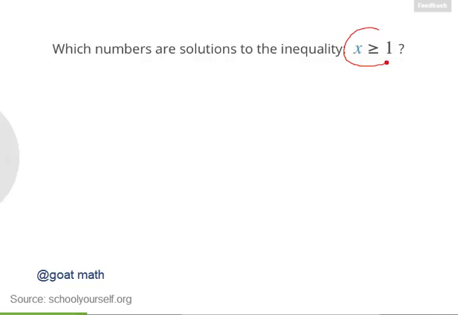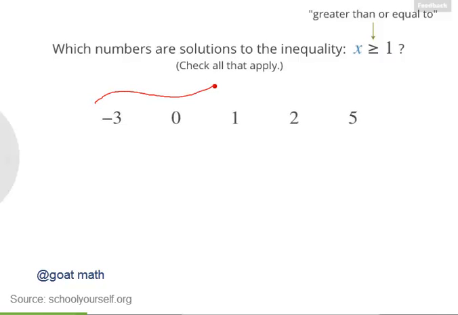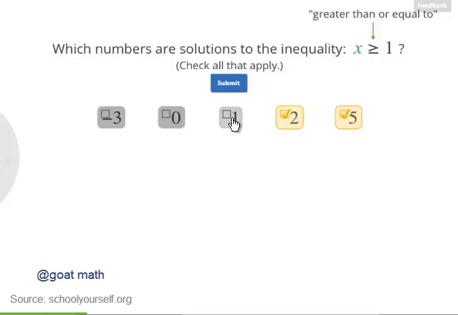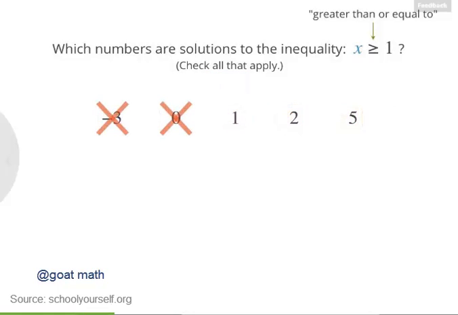Next, let's look at another inequality. This symbol means greater than or equal to. So which of these numbers are solutions to this inequality? Which of these numbers are greater than or equal to 1? Right, -3 and 0 are no good. 2 and 5 are both greater than 1, and 1 equals 1, so all of these are solutions.